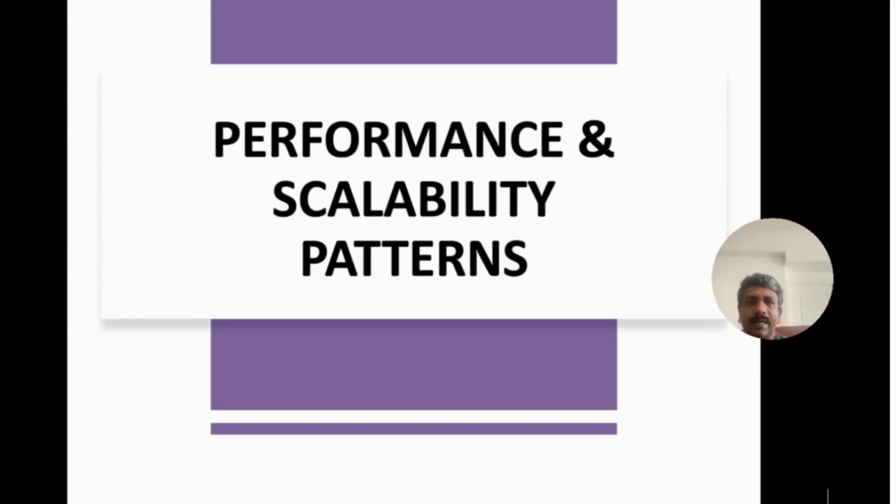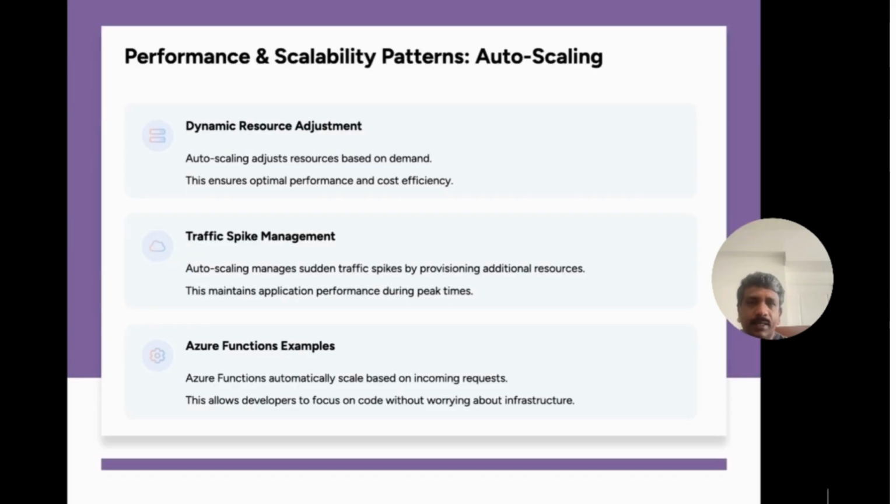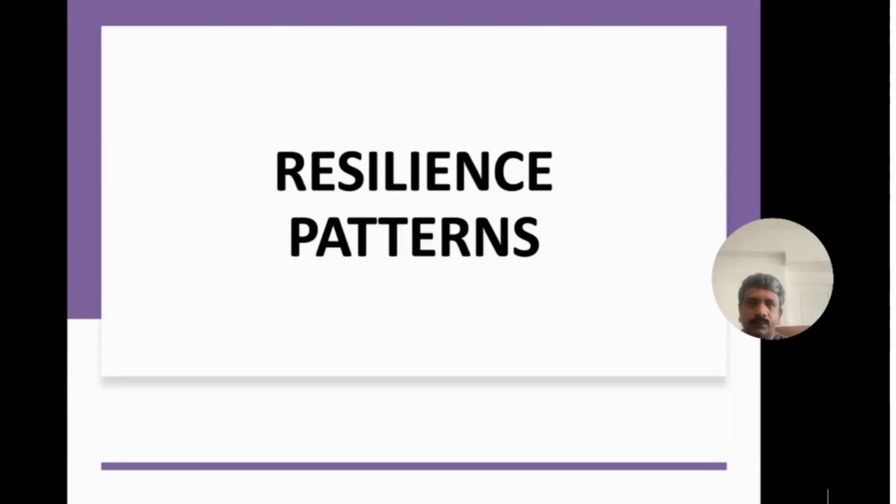The next category, it's the performance and scalability pattern. Let's assume that you are an e-commerce application, and during a specific time there is going to be a huge spike. So you can use auto scaling. That way, whenever you have a spike, the resources will automatically get scaled up, and you will not have any issues.